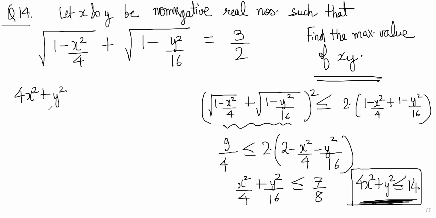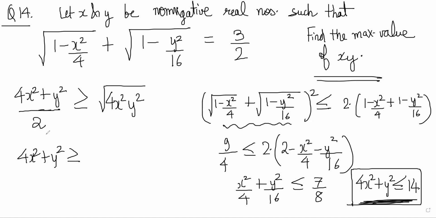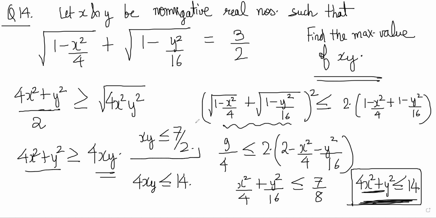If you use the AM-GM inequality, the AM of these two numbers is always greater than or equal to root over 4x square into y square, which is the GM of these two numbers. So we get 4x square plus y square is greater than or equal to 4xy, right? Correct? And we have 14 is greater than or equal to this. So we have basically 4xy less than or equal to 14. So that means xy is less than or equal to 14 by 4, or xy is less than or equal to 7 by 2.